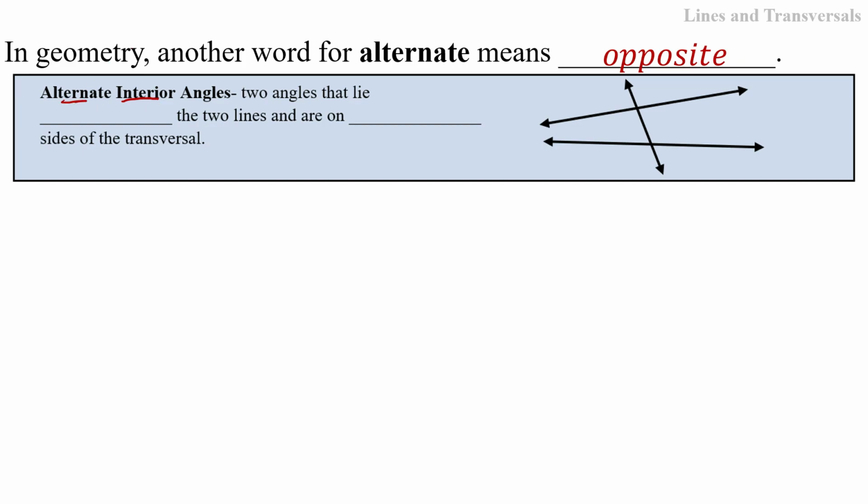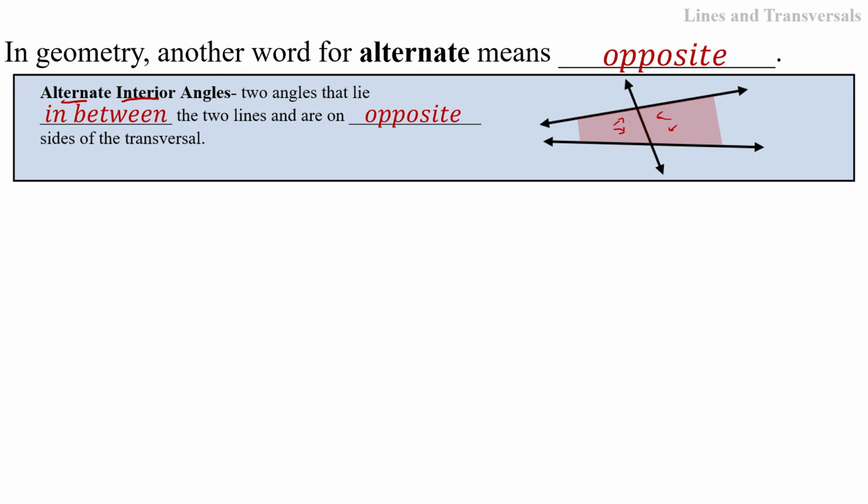But these are going to be two angles that lie in between the two lines and are on opposite sides of the transversal. So interior, if you remember, interior is like the inside. So the two lines, whatever is in between them, we're going to consider that interior. So alternate interior angles have to be either one of these four angles that are inside here, either this one here, that one, or the bottom here, or the bottom there. Those four angles are interior. Okay? But alternate means opposite.